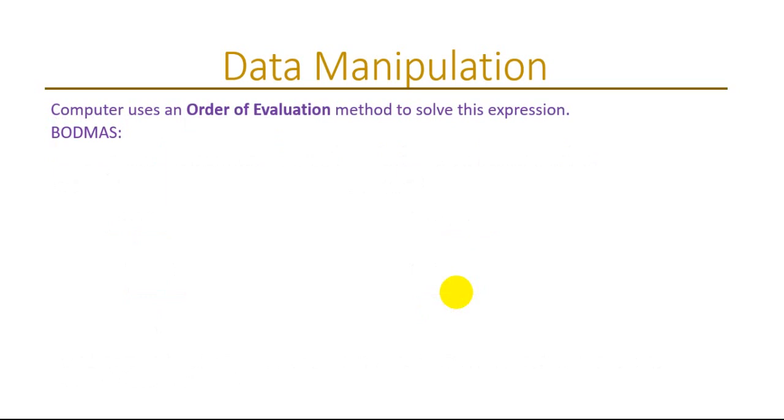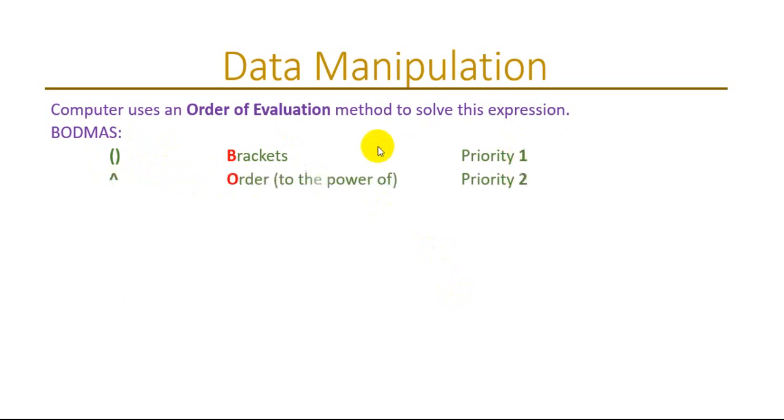Doesn't matter what the name means. Basically, what it's trying to say is you have to first evaluate brackets, because that is priority one. Then you evaluate the power or the exponent, the order. That is the second priority level. So BO, that's the BO from here.